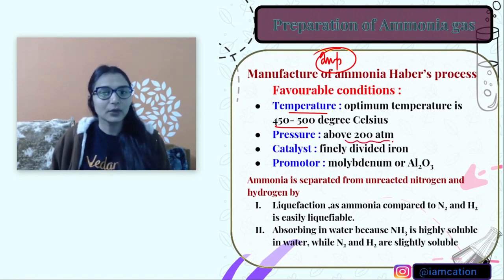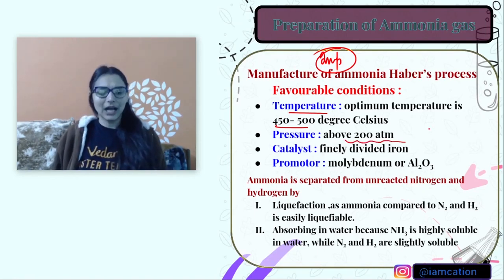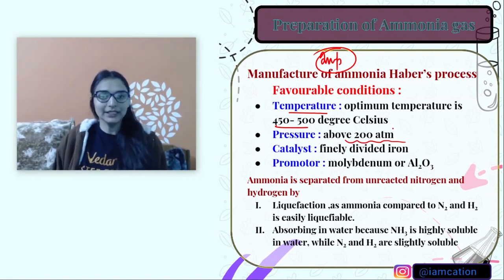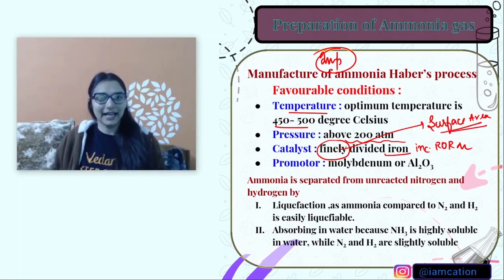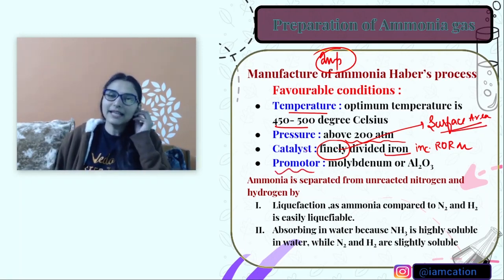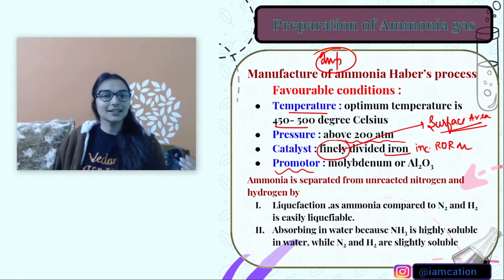The pressure we take is above 200 atmosphere or around it. Catalyst is again used to increase the speed of the reaction, increase the rate of reaction over here. That is finely divided iron. Why finely divided? Because finely divided means the surface area would be increased, which will help to increase the rate of the reaction. And we also take promoter in the reaction. Promoter will further help the catalyst to proceed the reaction at a higher rate, and that is molybdenum or aluminium oxide taken. Okay, now the next thing, ammonia, how you will be separating it.